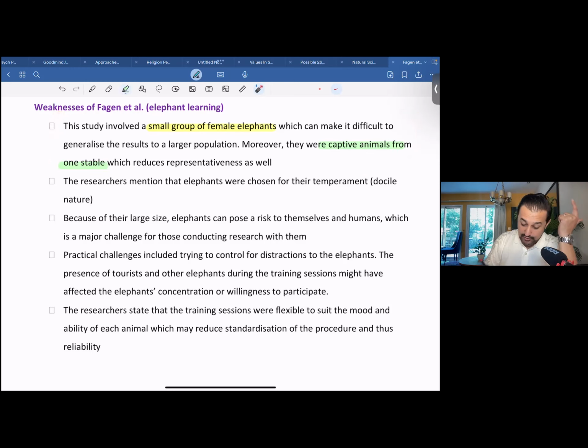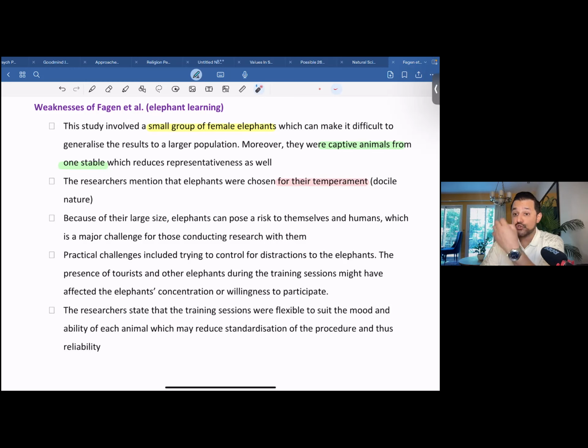So the next one: the researcher mentions that elephants were chosen for their temperament. Fagen et al. have been very clear about this, that one of the factors was their temperament or their nature, right? They had to be docile, they had to be the calm ones, right? They were looking for elephants that were more calm because they did not want the research findings to be messed up. They wanted the animals to cooperate.